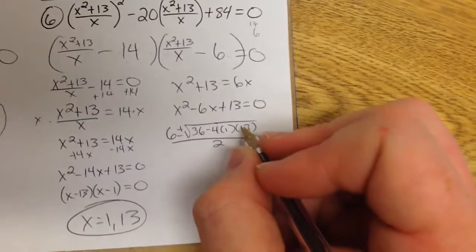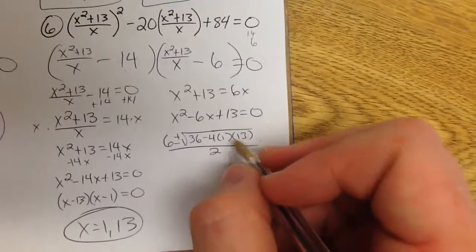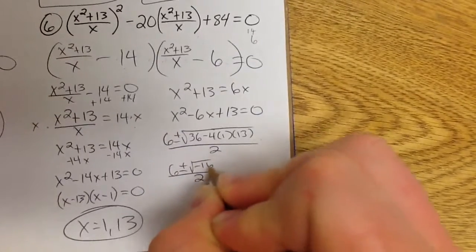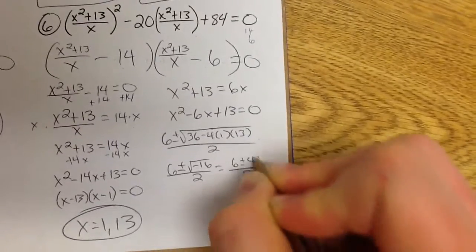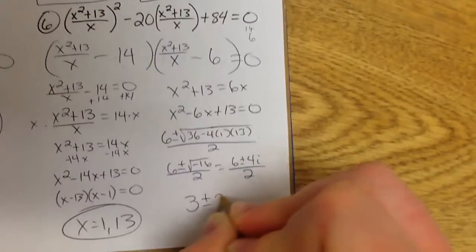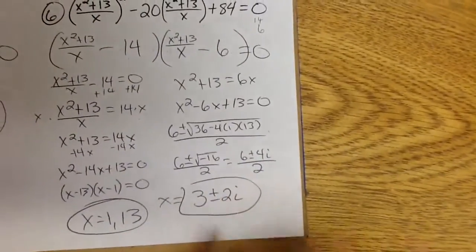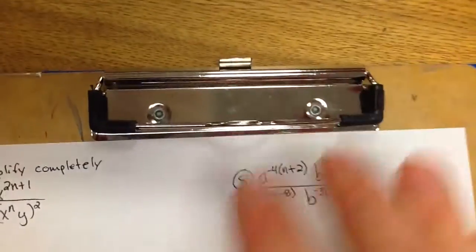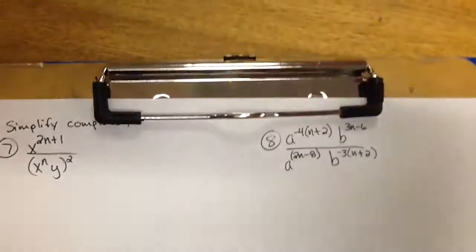4 times 13 is 52. 36 minus 52 is negative 16, so we have 6 plus or minus the square root of negative 16, over 2. That's 4i. Divide them both by 2, so you get 3 plus or minus 2i. And there's your 4 answers, right? That's 2 different answers. There's the other 2. We'll do more of those Friday, tomorrow, I think.